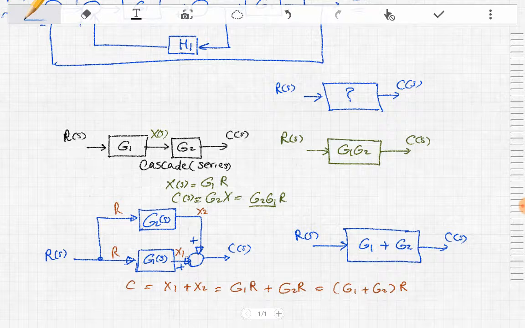Maybe somebody says, okay, what about if you have this one negative? You will have here negative. So you have G1 plus G2 or G1 minus G2. It depends on the sign of G2.